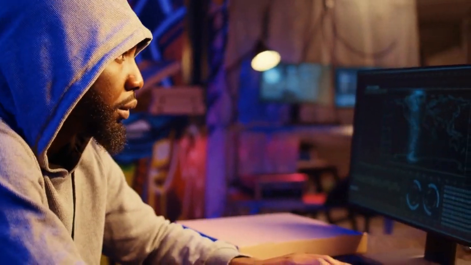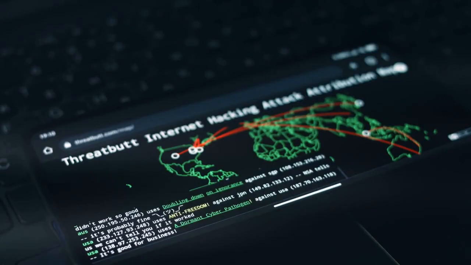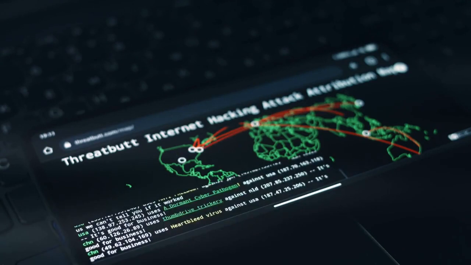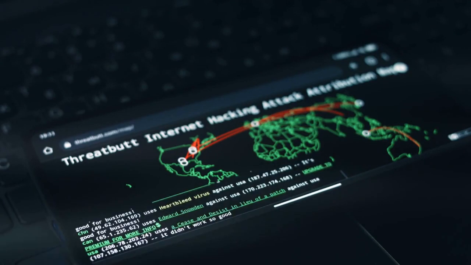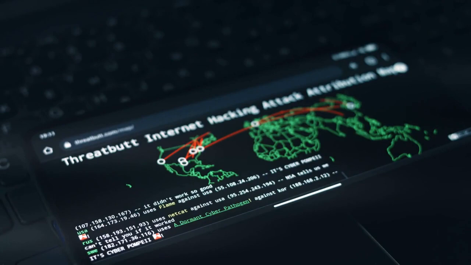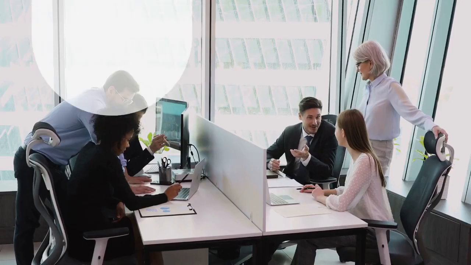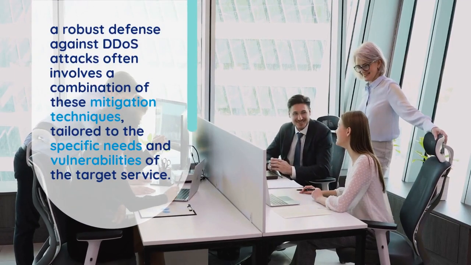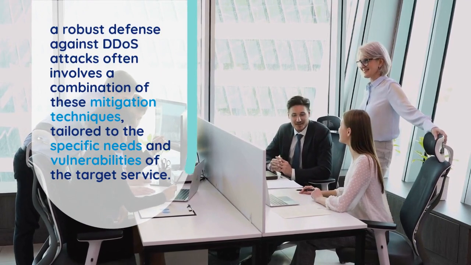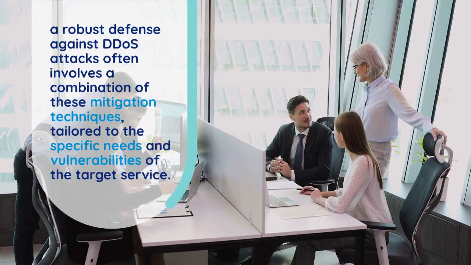Importance of sinkholing services. Sinkholing services play a critical role in protecting the target from the disruptive impact of DDoS attacks. By isolating malicious traffic, these services not only safeguard the target service, but also provide valuable insights for identifying the sources of the attack. Source: Akamai, Sinkholing, a strategy for defending against botnets.